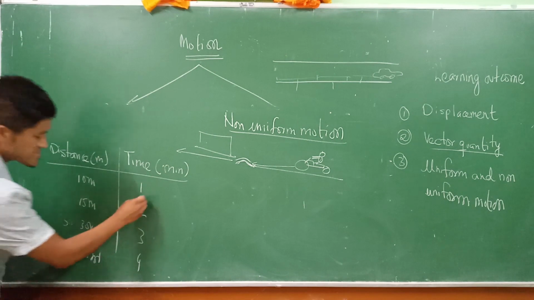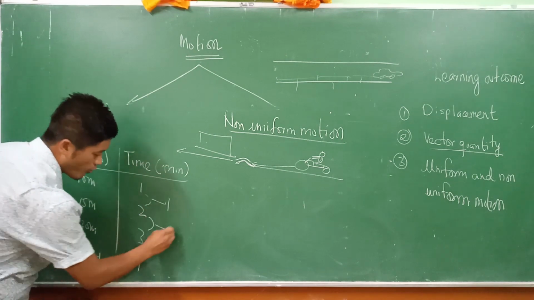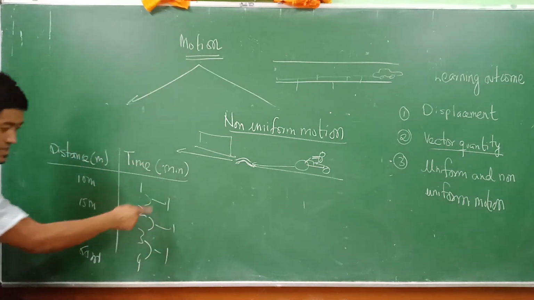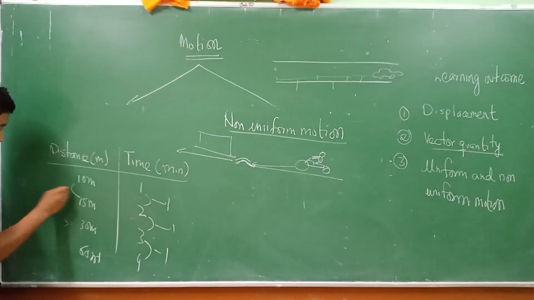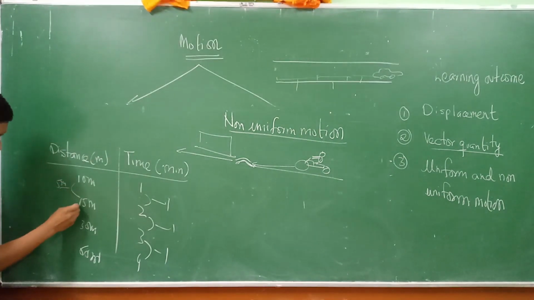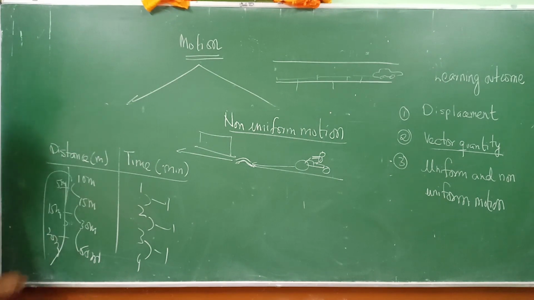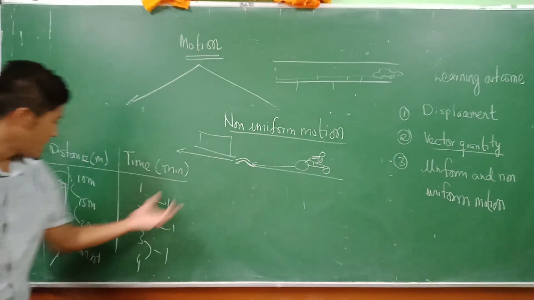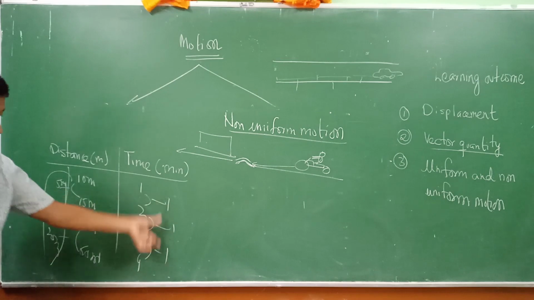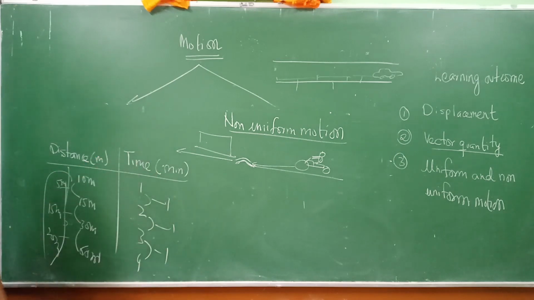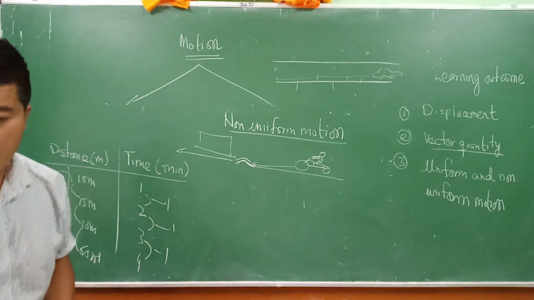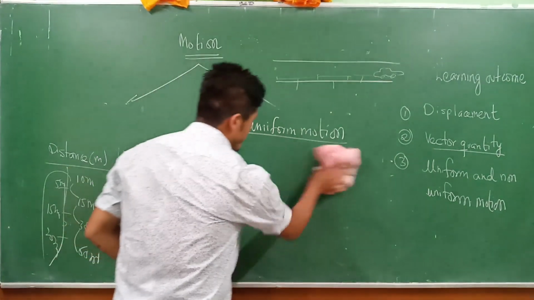Now here, there is an equal interval, 1, 1, 1. That is 1 minute each. But over here, there is 5 meter, and over here, 15 meter, and over here, 20 meter. Now, this is not the same. So, when an object covers unequal distance in equal intervals of time, we call this non-uniform motion. Suppose I draw the graph on top here.